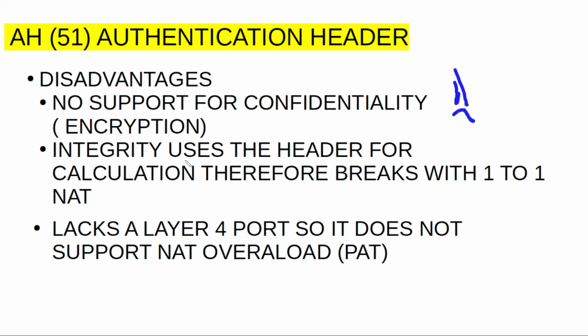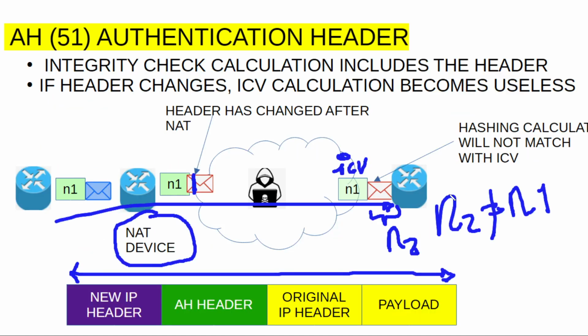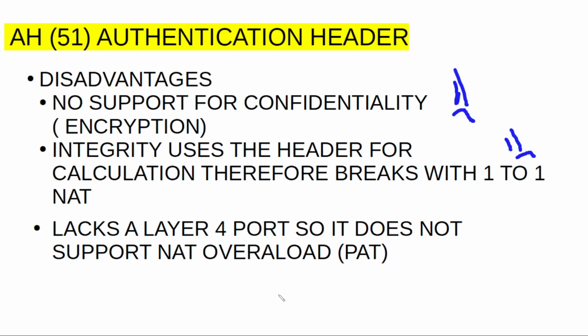The integrity uses the header field for calculation, so it breaks with one-to-one NAT. And given we don't have a layer 4 field here, we cannot support NAT overload.